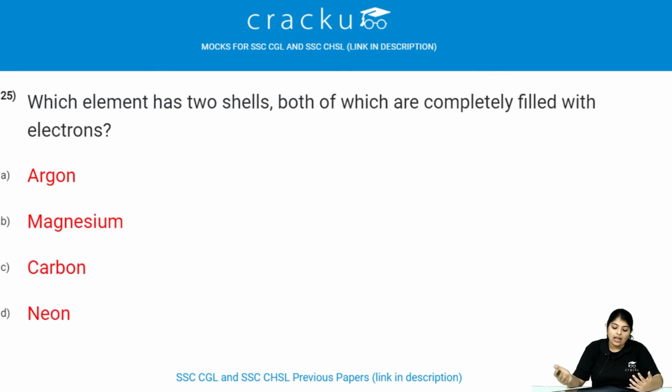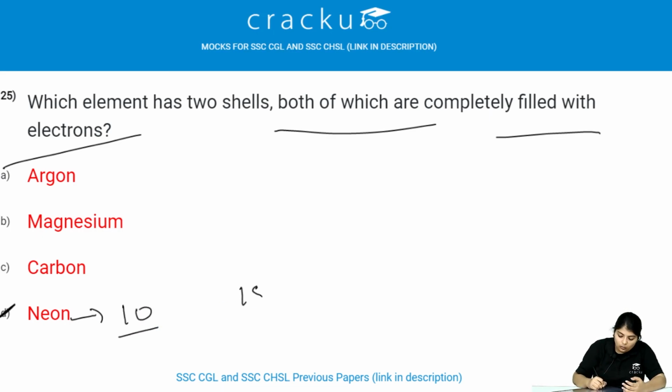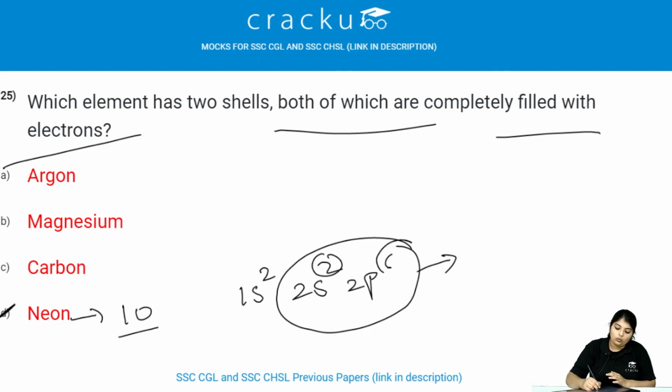Which element has two shells, both of which are completely filled with electrons? Neon is the element that has two shells, both completely filled with electrons. Neon's atomic number is 10, so its configuration is 1s2, 2s2, 2p6. Therefore, both shells are totally filled with 2 and 8 electrons.